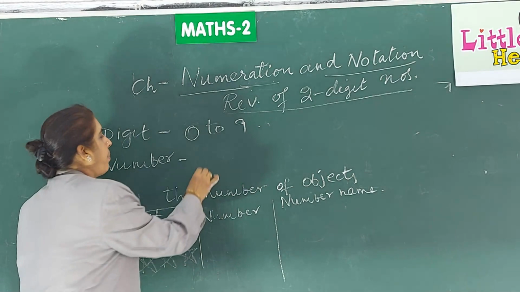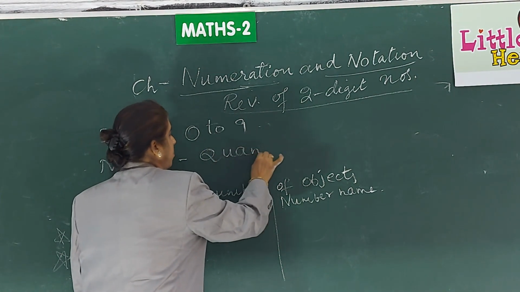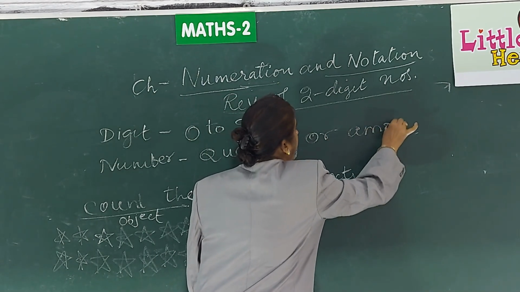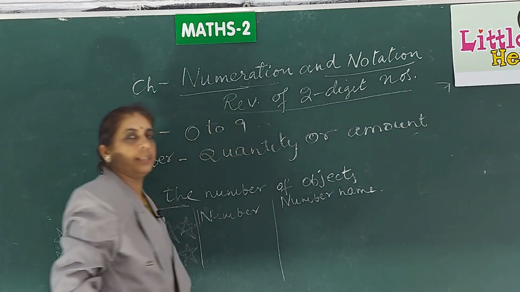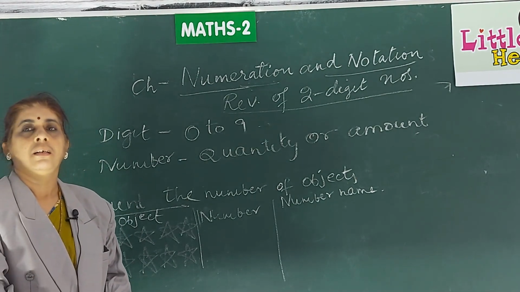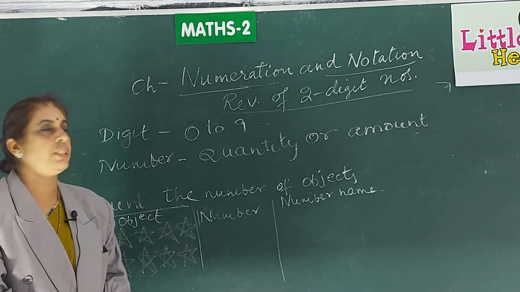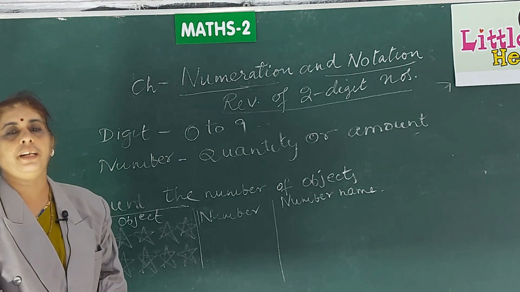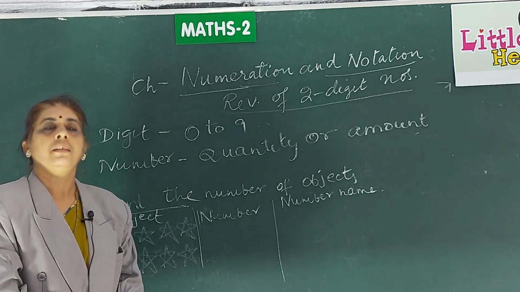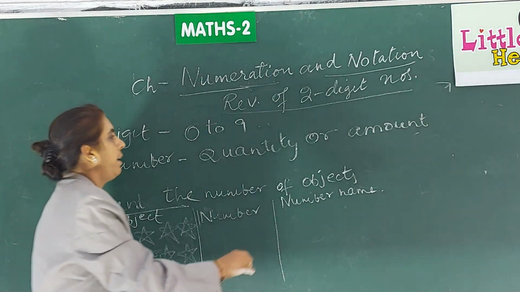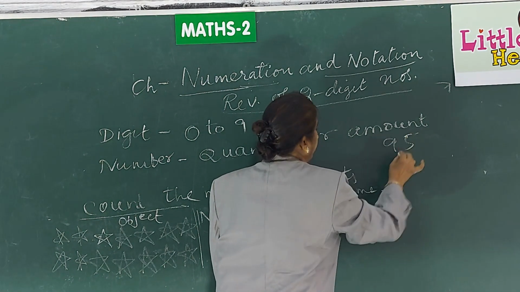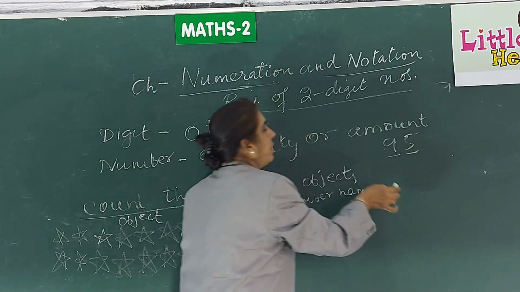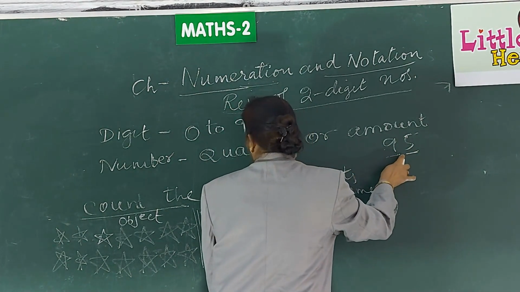A number is a particular quantity or amount. How many students are there in your class? 25. 25 is a number. How much money have you saved in your kiddie bank? 95. That is a number. And 95 is formed out of the digits 9 and 5. So 9 and 5 are the digits that form the number 95.